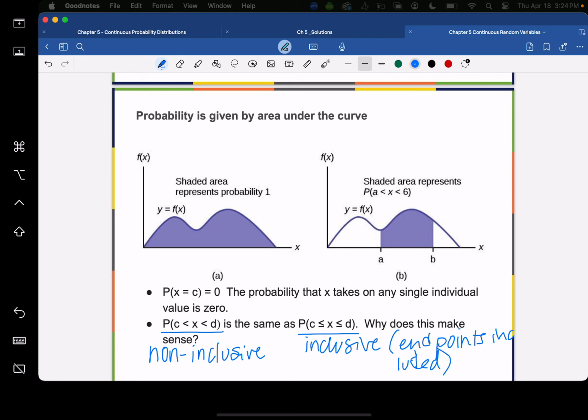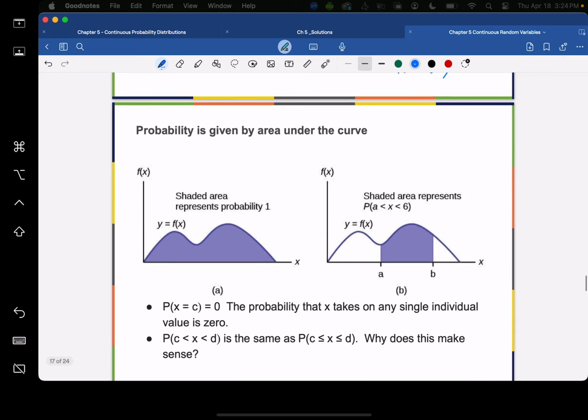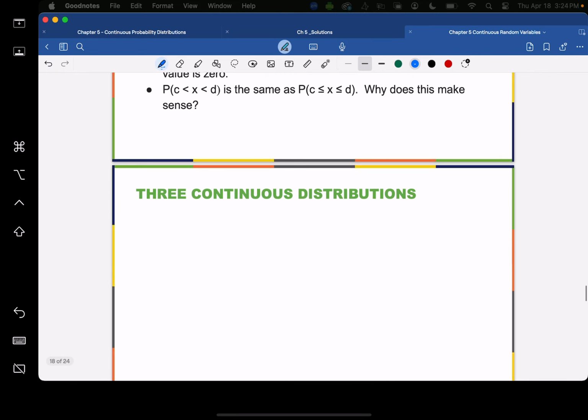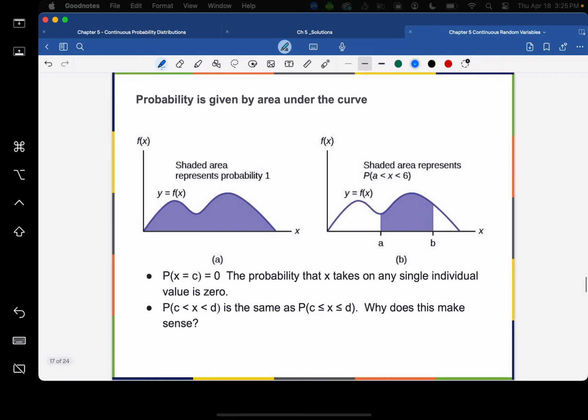So why does it not matter whether the endpoints are included or not? It's because the probability of any single value is 0. And so if we include C or don't include it, it doesn't even matter. Kind of tricky, because back when we were in our discrete probability distributions, it mattered whether or not we included a specific value. So in a way, the continuous probability distributions are easier. It's a little less picky. This slide is just exactly the same again.